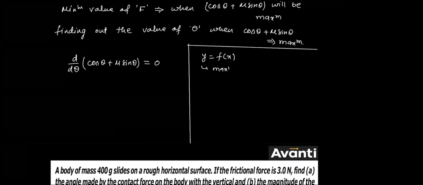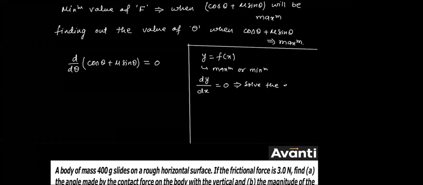Maxima or minima of x you have to find. So what do you do? Differentiate y with respect to which? This y depends on x, so you have to differentiate y with respect to x. You have to find the rate of change of y with respect to the parameter on which it depends, right? So find dy by dx. Equate this dy by dx with 0.